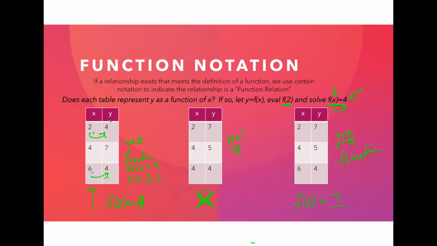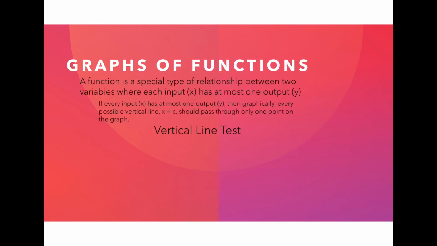That would be like 2 different cities having the same population. That's doable, but you can't have a single city with 2 different populations. And over here, for f of x equal to 4, we see that x is equal to 6. 6 is the input. That gives me the output of 4.